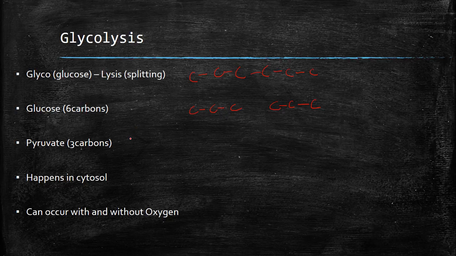Now, this all happens in the cytosol of the cell. So if we draw a cell real quick, we have our nucleus, and we have all our organelles, we have our mitochondria, and so some glucose gets in and goes through glycolysis in the cytosol. This can occur with and without oxygen, as mentioned before, but it only produces the small amount of 2 ATP.